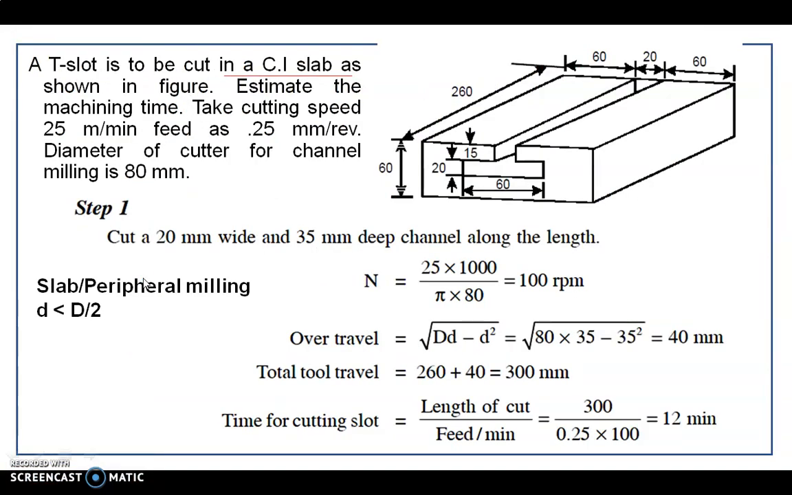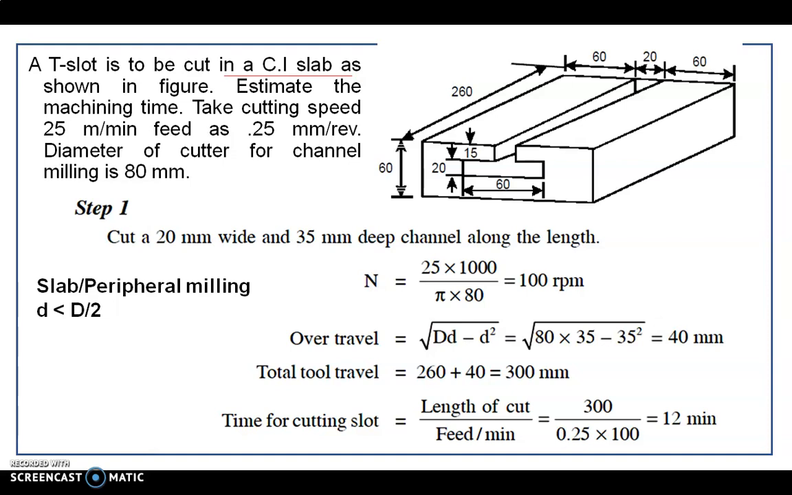This is one of the university problems. Here a T slot is to be cut in a CI slab as shown in the figure. Estimate the machining time. Take cutting speed as 25 meters per minute, feed as 0.25 millimeter per revolution. Diameter of cutter for channel milling is 80 mm. Okay, so it is a slab milling. Here a 20 mm wide slot needs to be cut for a 20 plus 15, 35 mm deep channel.